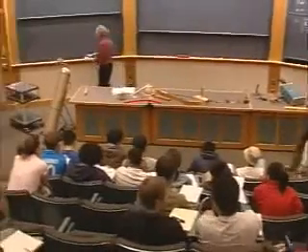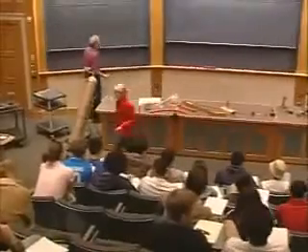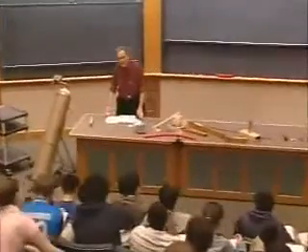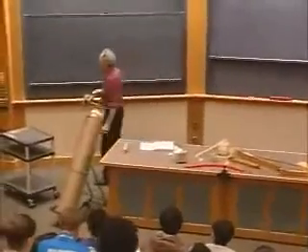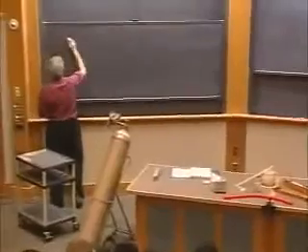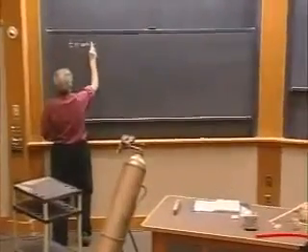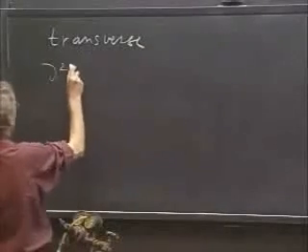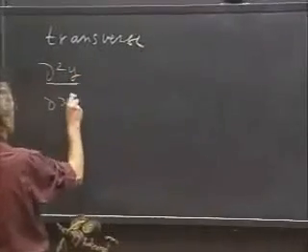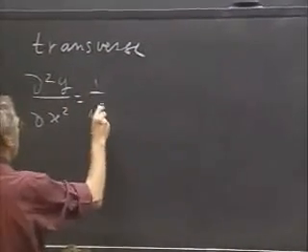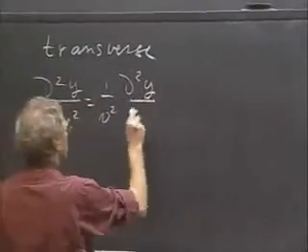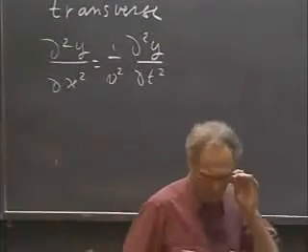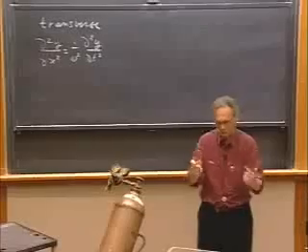So, what we have been looking at are one-dimensional standing waves, normal mode solutions to the famous wave equation. In the case of transverse motion, we have d²y/dx² equals 1 over v² times d²y/dt². So this is the wave equation, y now in this direction.